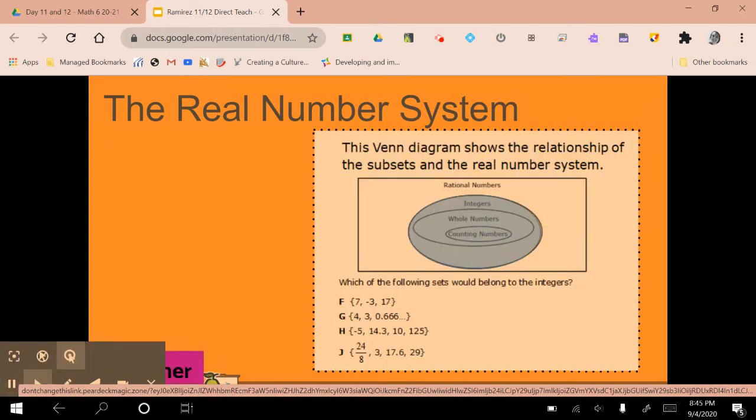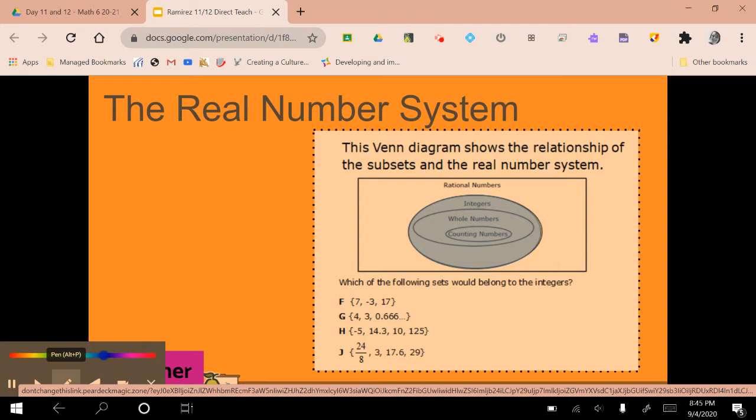Okay, this Venn diagram shows the relationship of the subsets in the real number system. Which of the following sets would belong to the integers? So we need to see which set would fit in the integer category. Which set of numbers can you find on the number line? Remember, they need to be whole, they need to be positive or negative, they cannot be decimals, and they cannot be fractions. So let's eliminate all the answers that have decimals or fractions.